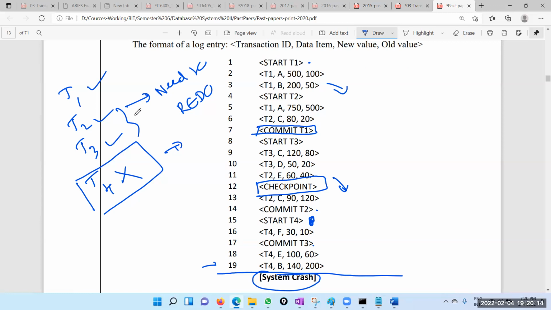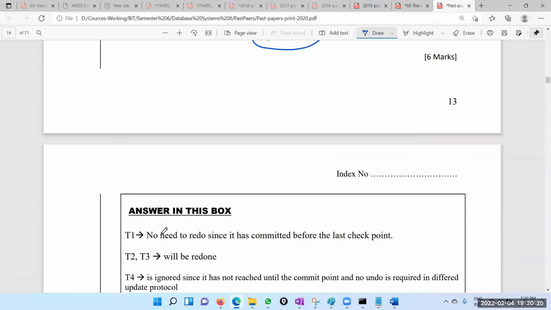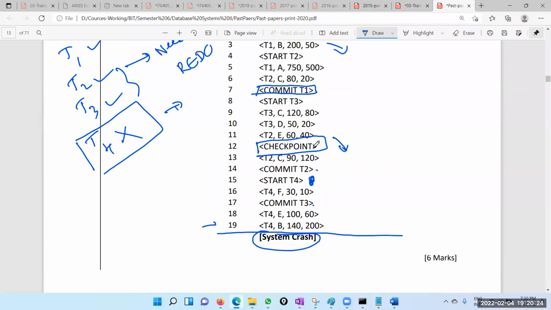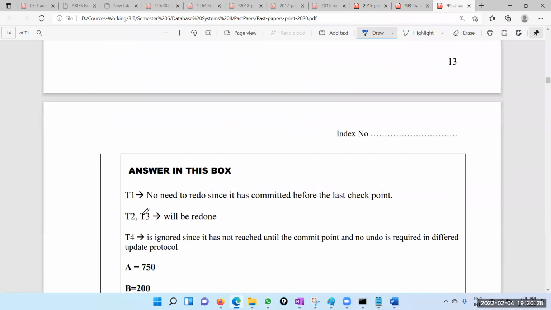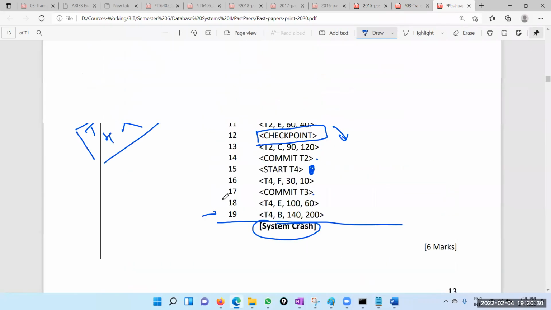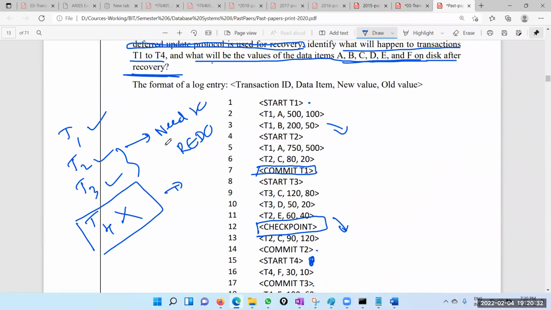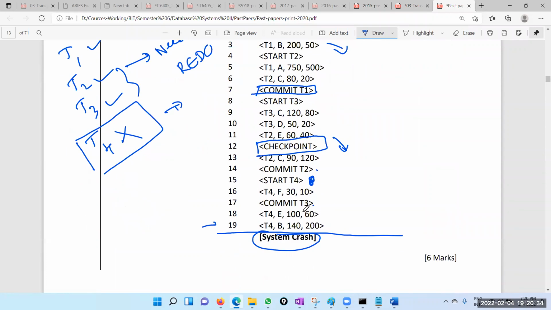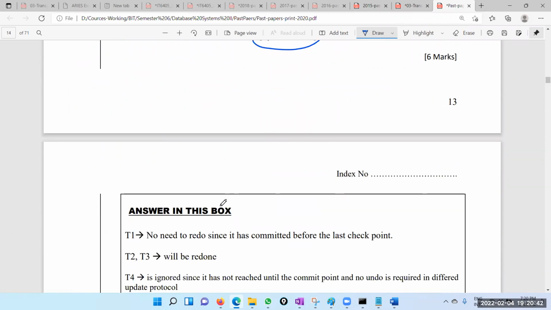Okay, so let's see what is the answer from the examiner. Transaction 1, no need to redo since it has committed before the last checkpoint. That last checkpoint, definitely it is flushed now. Transaction 2 and transaction 3 will be redone. Yes, because they are committed after the checkpoint. So deferred update means they may not be immediately updated to the database. That is also correct.